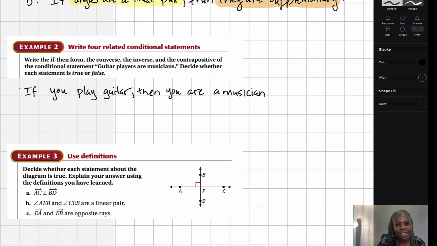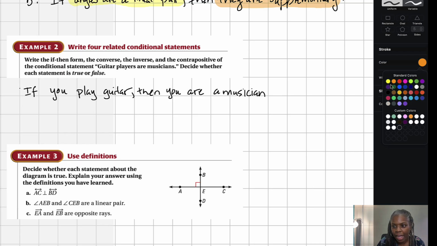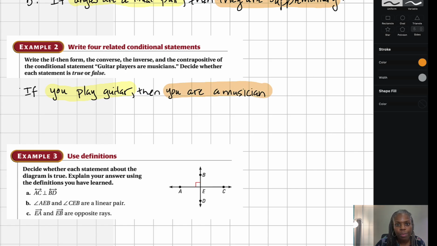So here we have, if you play the guitar, then you are a musician. Our hypothesis is you play guitar, and our conclusion is you are a musician. And I think we would agree that that's pretty true. If you play an instrument like guitar, then you are a musician. And so that is our conditional statement. Let's go ahead and figure out what our converse is.